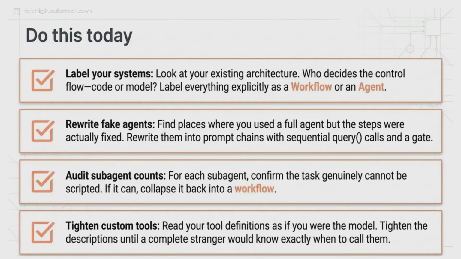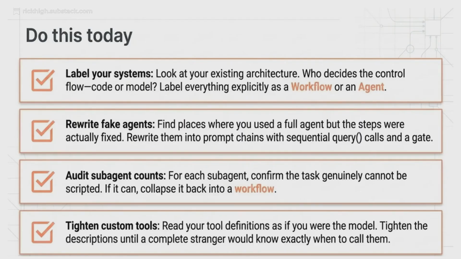Pick a task you have not started and walk the decision ladder out loud from a single augmented LLM call down. Stop at the first pattern that fits and write down why the cheaper ones did not. Audit your subagent count. For each subagent, confirm the task genuinely cannot be scripted. If it can, collapse it back into a workflow. Open one custom tool's definition and read its description as if you were the model. Tighten it until a stranger would know exactly when to call it.